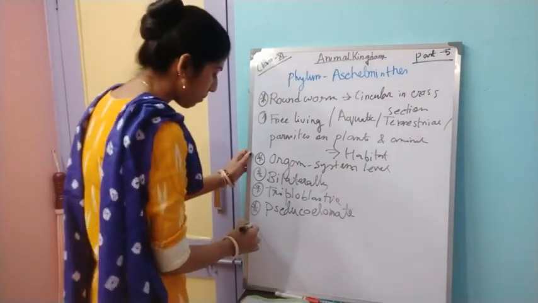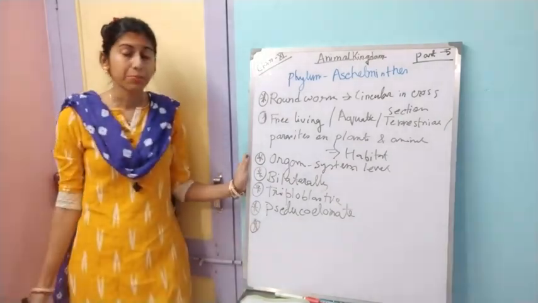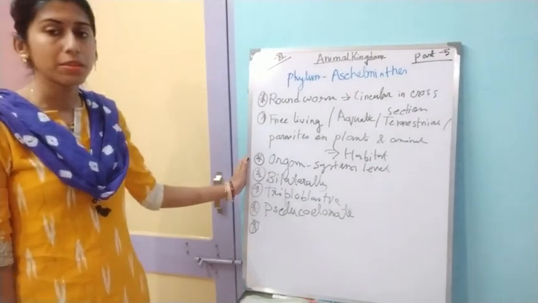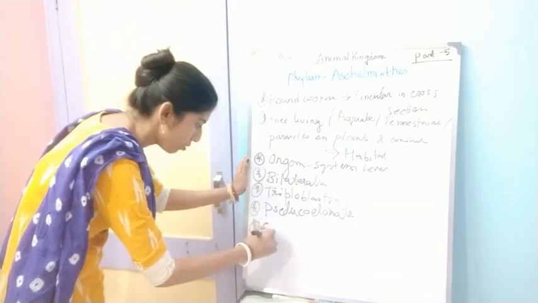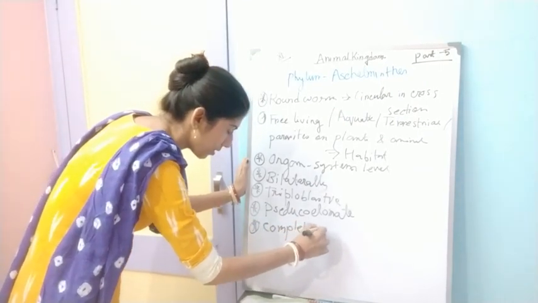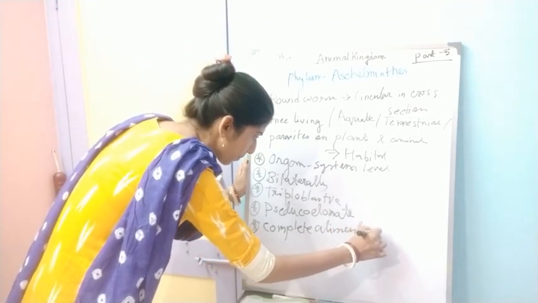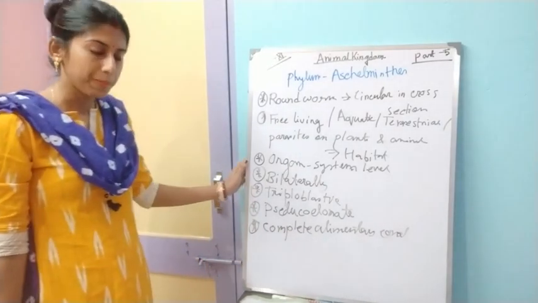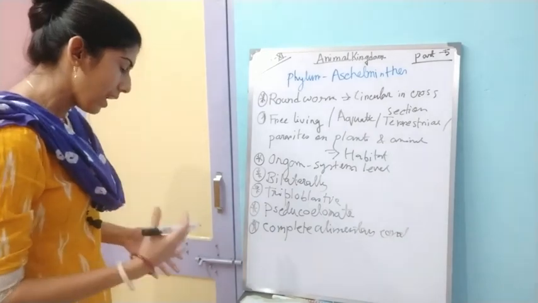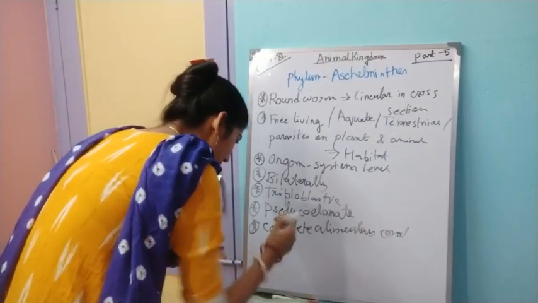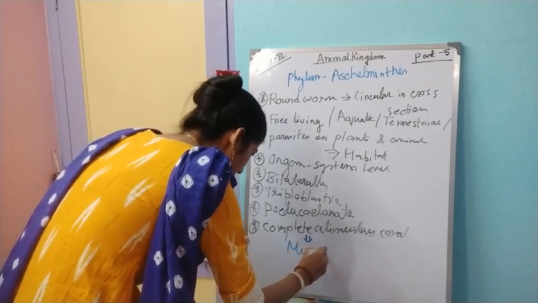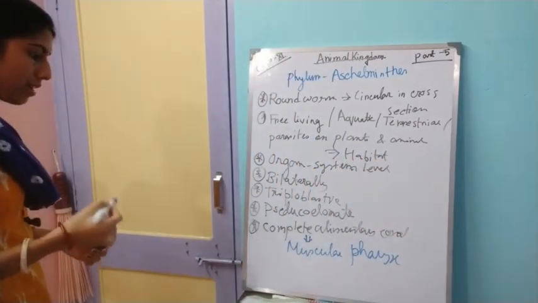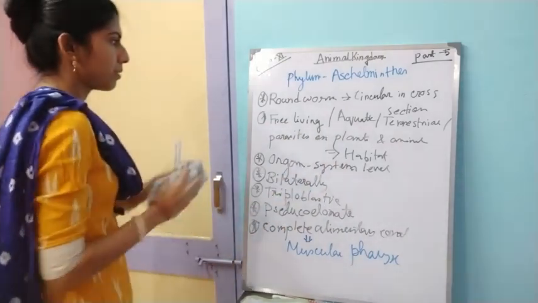Next property, we will know about the alimentary canal. In case of Platyhelminthes, their alimentary canal was not complete, but in case of Aschelminthes, they have a complete alimentary canal. So we will write, their next property is they have a complete alimentary canal, and they have a special structure which is called muscular pharynx.